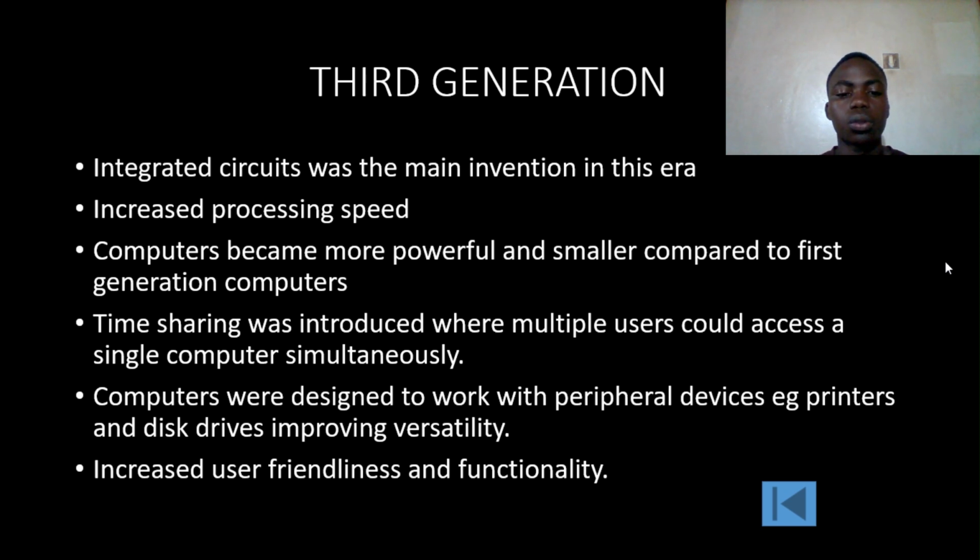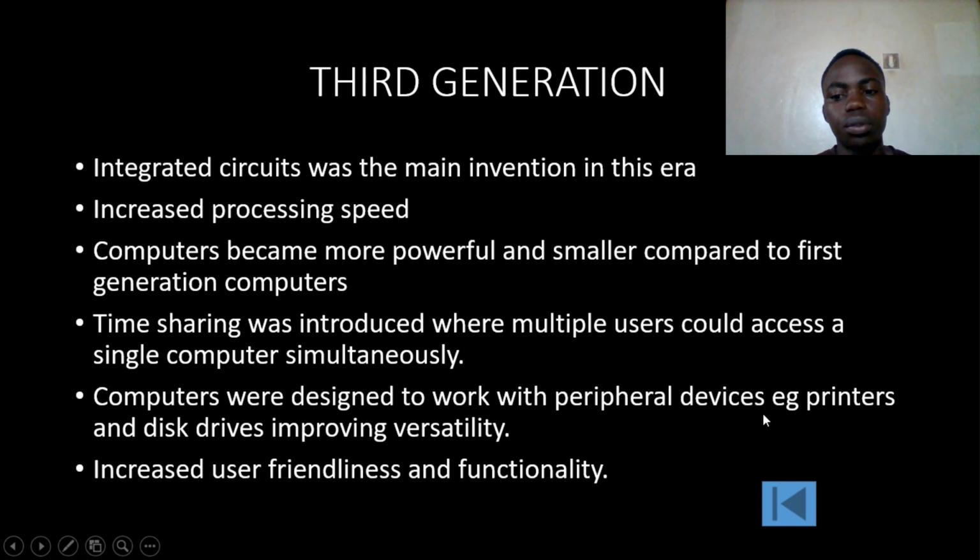Then also there was the introduction of peripheral devices. Computers were now being designed so that they could support peripheral devices, for example keyboards and printers, which can just be attached to the system unit. Earlier on, computers were built together and made like a complex thing. But as we come to the further generations, portability is coming into play. You can even have a device connected to the system unit, which can improve versatility. Also, in the third generation, we look at increased user friendliness and functionality, whereby computers could easily be used in this generation.